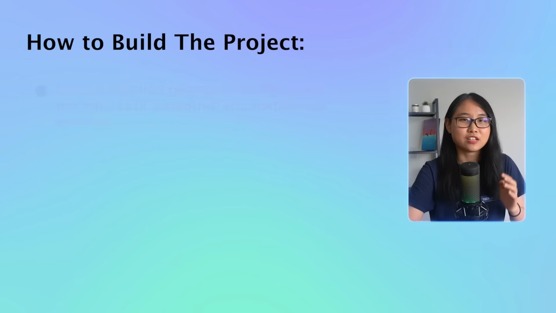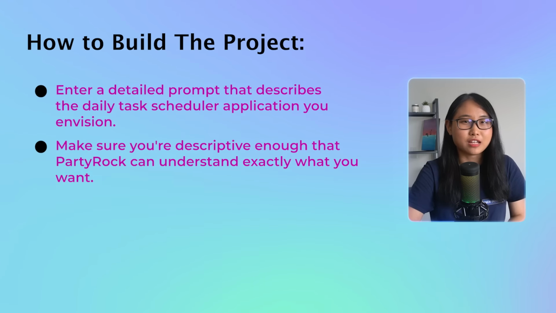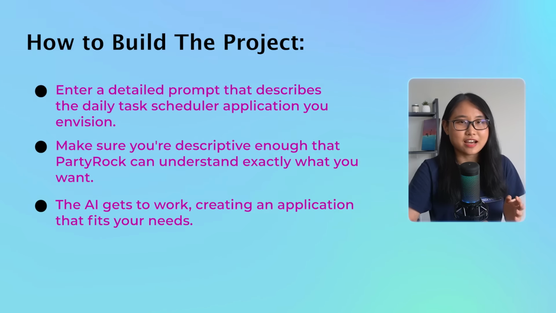But yeah, here are the overall steps you'll need to build out the application. So start by entering a detailed prompt that describes the daily task scheduler application you envision. Make sure you're descriptive enough so that PartyRock can understand exactly what you want. Once you submit your prompt, the AI gets to work, creating an application that fits your needs.